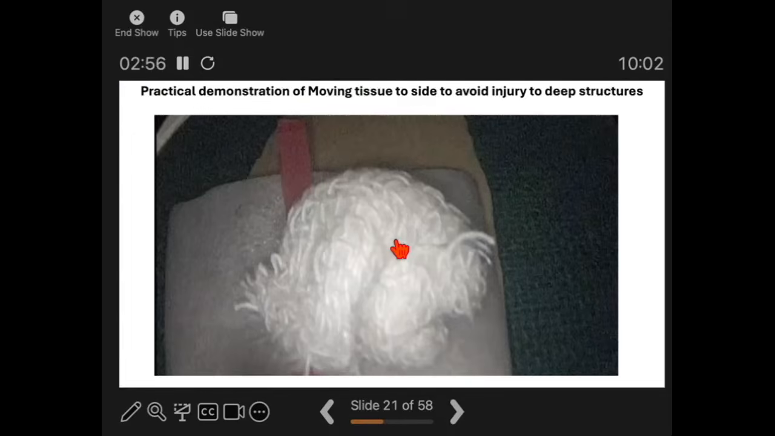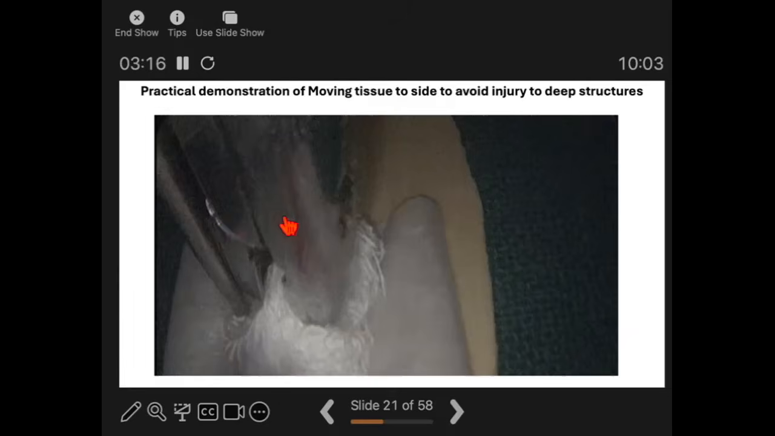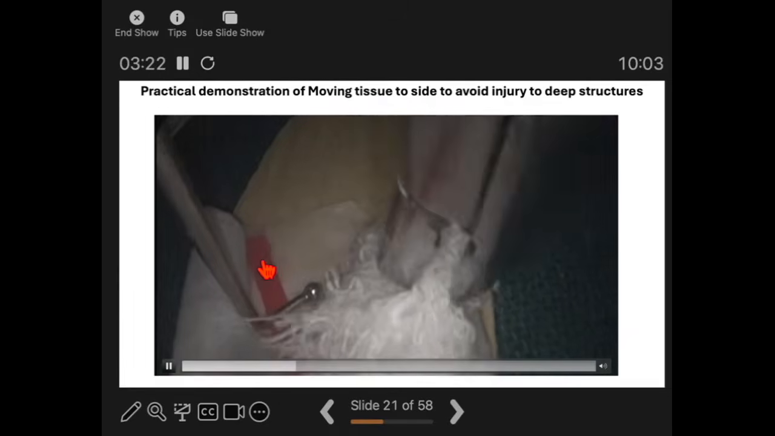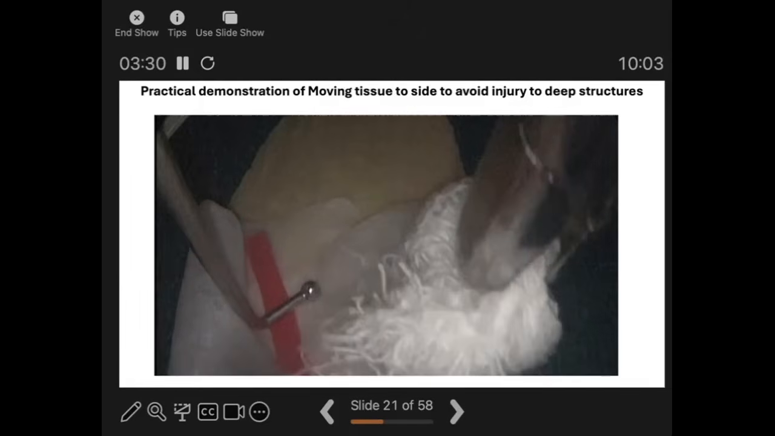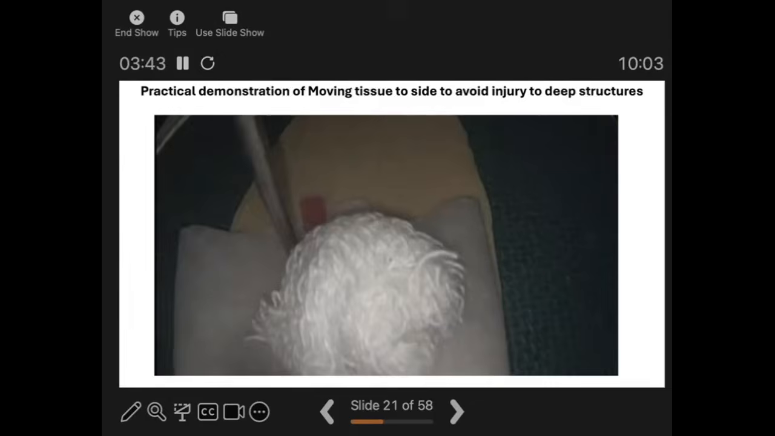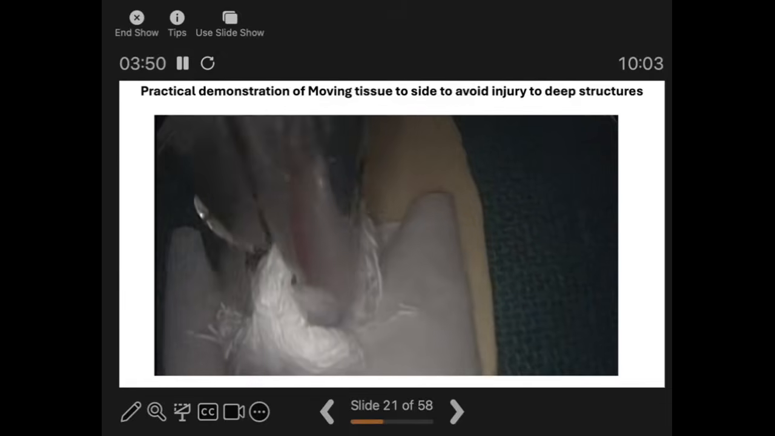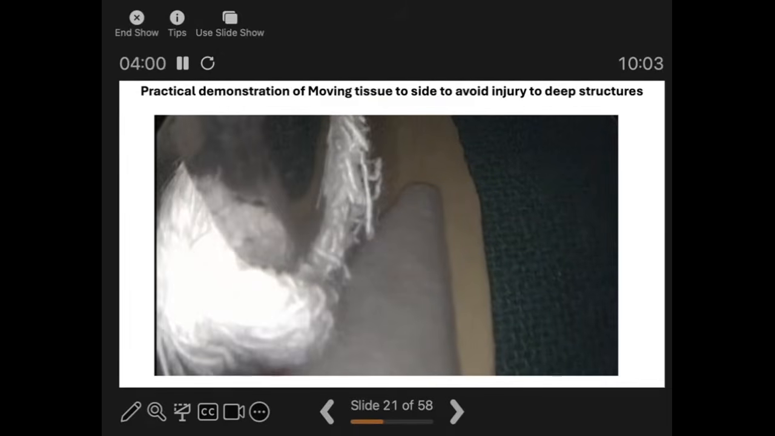This is practical demonstration of moving tissue to the side to avoid injury to the deeper structures. This gauze piece simulates tissue, and the red structure simulates the vessel. So one should move it to the side so that you can see the tissue as well as you can see the vessel, dissection from the vessel underneath, deep vessel, which can be preserved. On the other hand, if you pull it towards the endoscope, the deeper structure is not visualized. This can get stretched or can get torn.